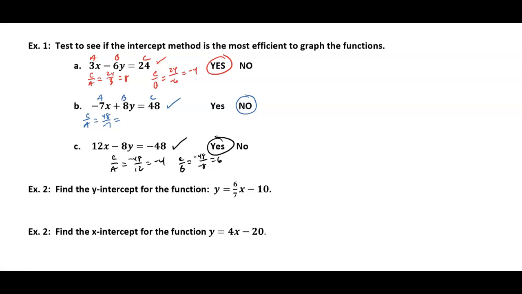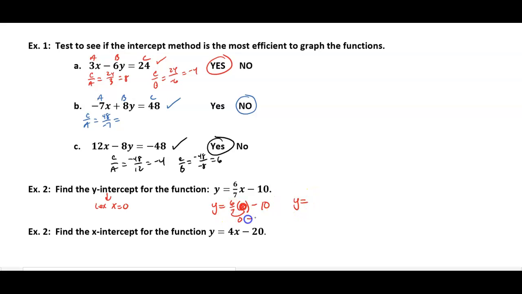So now next is just going through how we find the intercepts. Example 2: find the y-intercept for this function. What am I going to do? To find the y-intercept, I'm going to let x equal 0. So I'm going to come over here and replace x with 0. 6/7 times 0 minus 10.